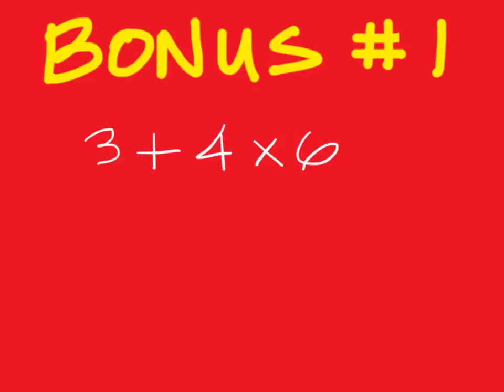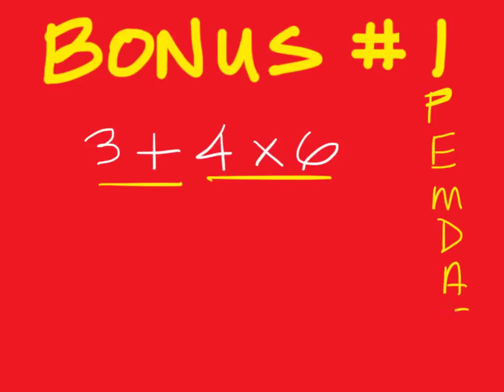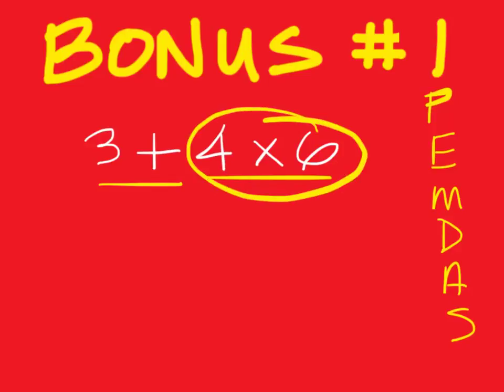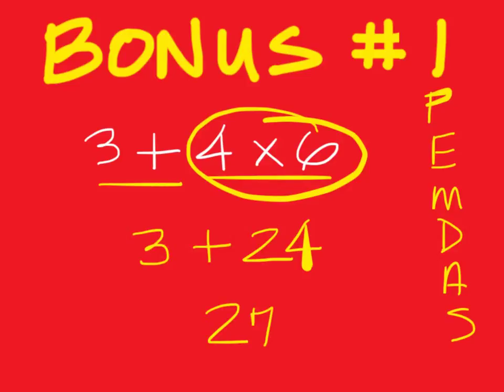Bonus number 1. On the bonus problem, you always have to do multiplication before you do addition. So the order of operations are parentheses, exponents, multiplication, division, addition, and then subtraction. So you have to do multiplication here first to get a 24. And then you're going to add the 3 to it to get a 27.